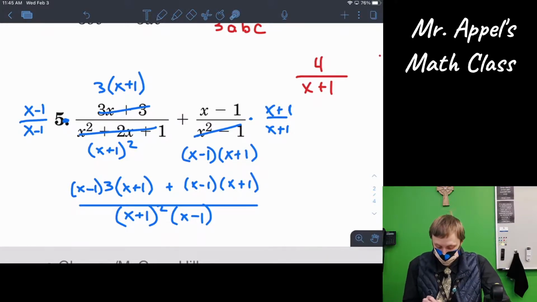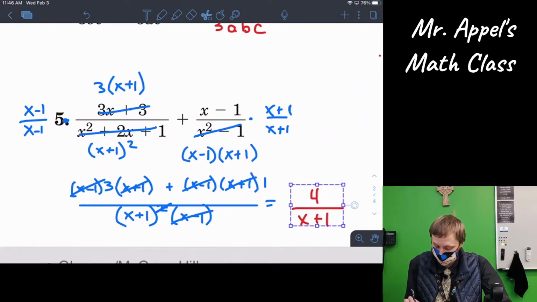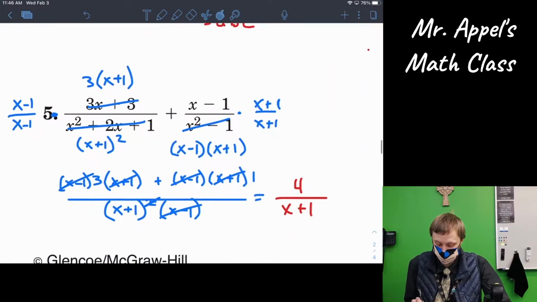Okay, because it only eliminates if it's in both of them, right? So this has x minus 1, this has x minus 1, so I can eliminate it from here. This has x plus 1, this has x plus 1, I can eliminate one of those from here. And so now what is left up there is only the 3 plus, I eliminated those, everything is multiplied by an invisible 1, so it's 3 plus 1, aka 4, and the only thing in the denominator is x plus 1.